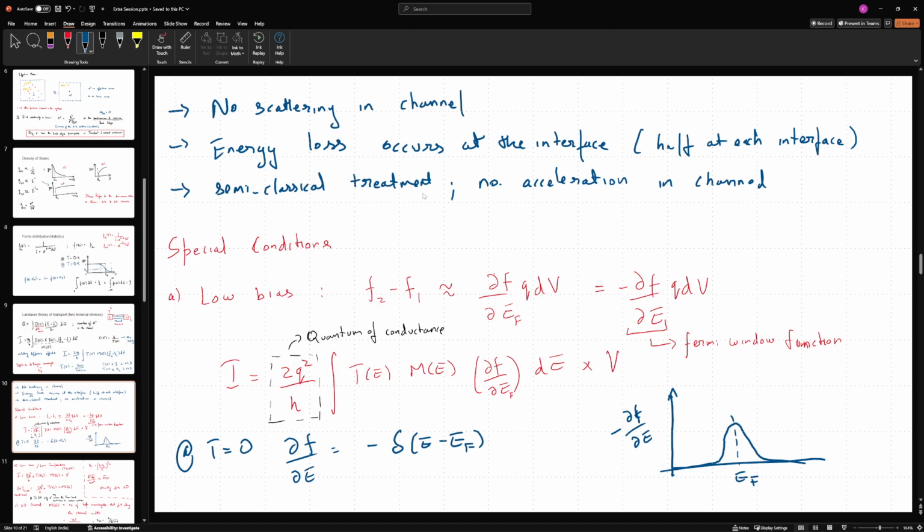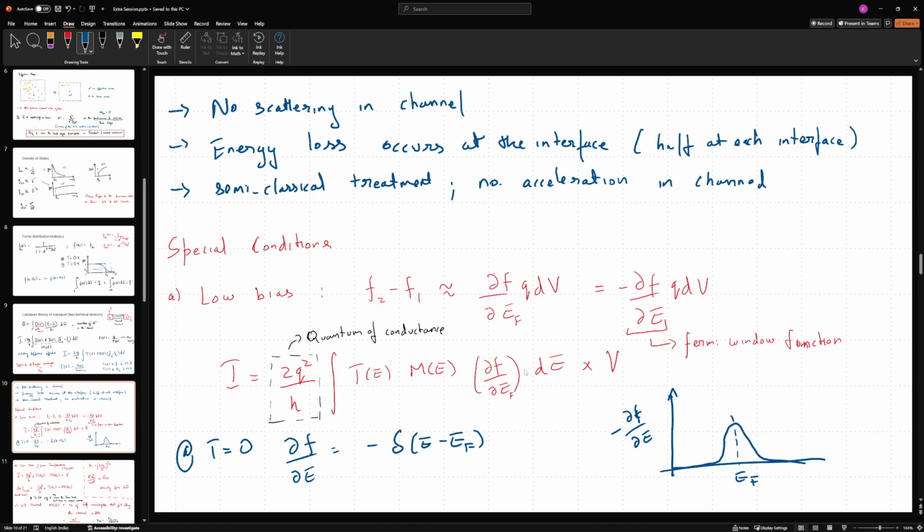So yeah, that is another point that I missed the first time around. In the channel, the electrons do not undergo any acceleration. They are essentially moving freely. They are moving in the absence of any external force. Whatever their initial velocity was when they were entering the channel, it is assumed that they move with the same velocity unless and until they reach a boundary, another interface.